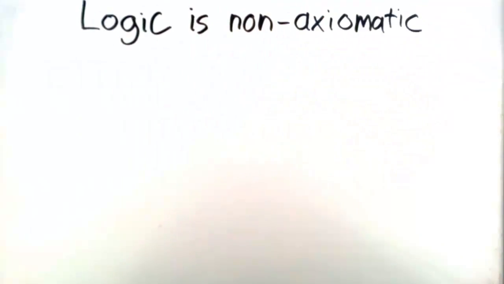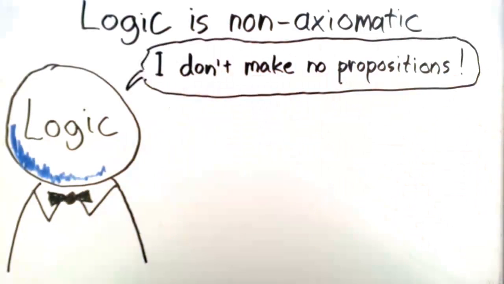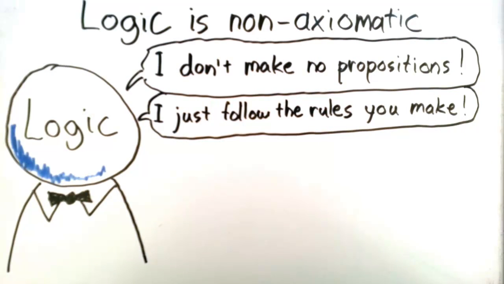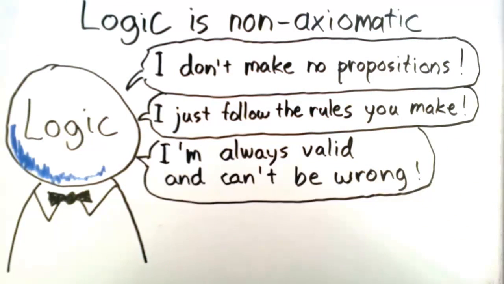The great thing about logic is that it is non-axiomatic, because it doesn't make any propositions. It just analyzes what other propositions propose, and it doesn't even make any rules of its own, because it just follows the logical rules that the propositions themselves make. That is why logical conclusions are automatically valid, because they can't be wrong, because they make no assumptions of their own. The assumptions made by propositions are always the responsibility of their maker, not logic.